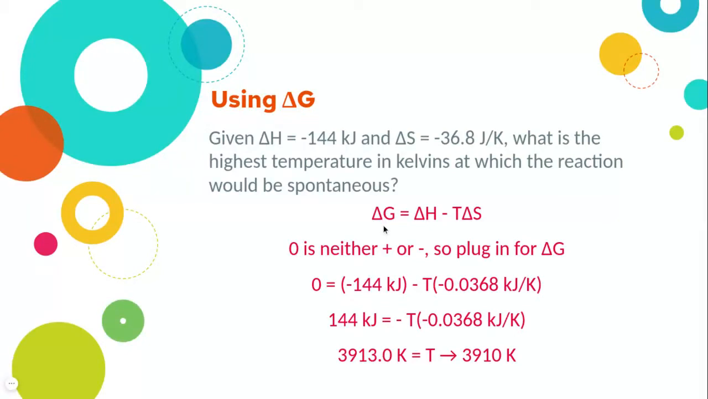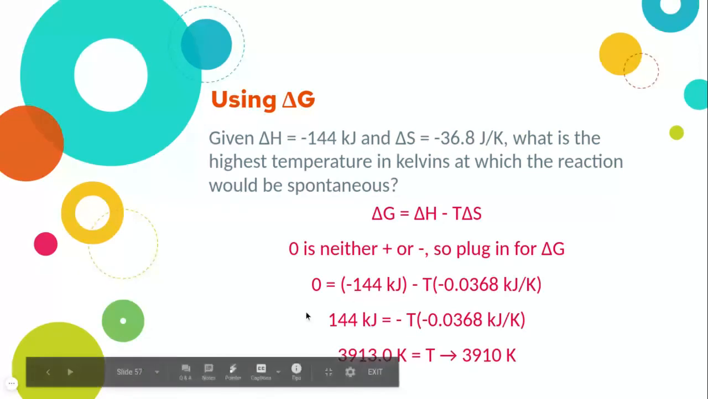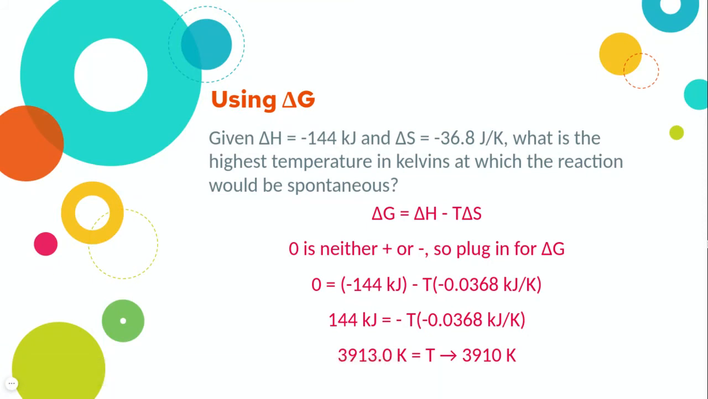The way that we figure this out is we use 0, because 0 is neither positive nor negative. So if we plug that in for delta G, we're going to find the point at which this switches. Remember, spontaneous is negative, non-spontaneous is positive, and that's referring to delta G values. So if we plug in 0 for delta G, that means we have only one variable, so now we can solve for T. It's as simple as plugging in our numbers and doing the calculations.